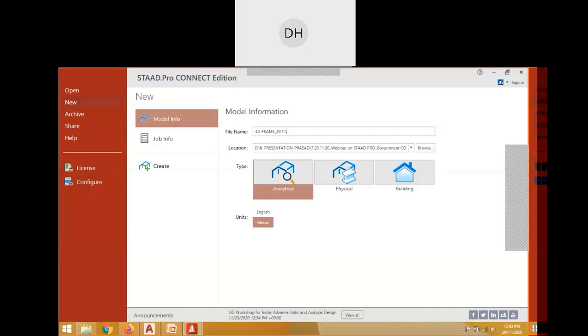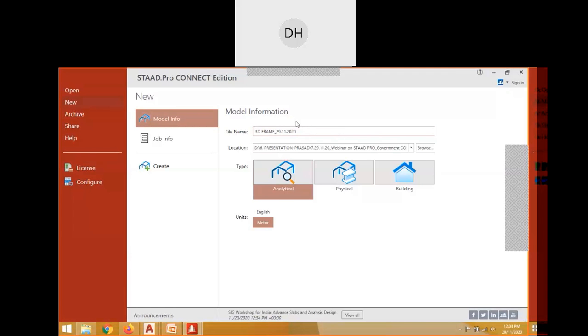Frame, and I'm putting today's date, let's say 29/11/2020. So this is the name of my file. Remember, please do not save this file on the desktop, because once you save this file on the desktop, what will happen? It will create a number of supporting files. Once you run your model, a number of files are created, and that's why I do not put it on the desktop.